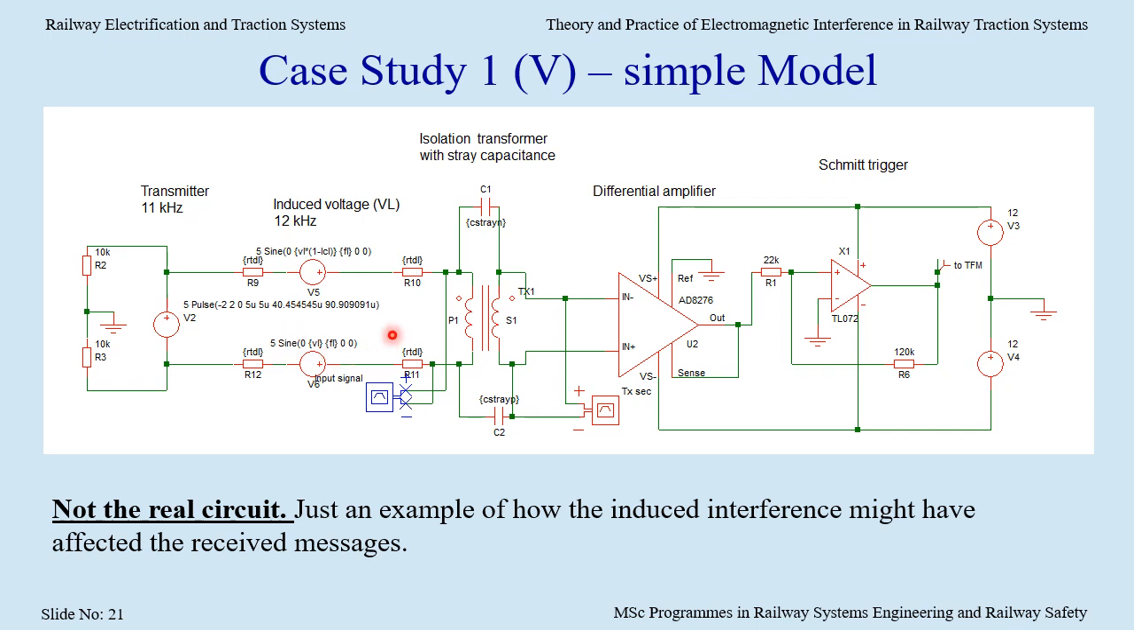The data link module is assumed to have an isolation transformer, which links into a differential amplifier, followed by a Schmitt trigger, leading on as the signals go off to the trackside functional module. Around the isolation transformer, there's assumed to be some stray capacitance between primary and secondary.